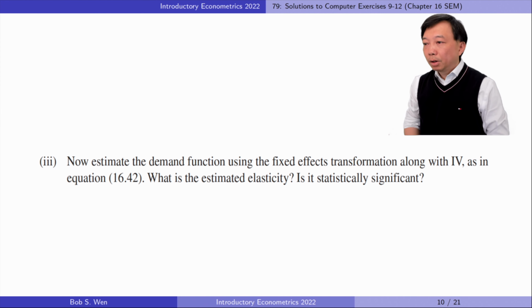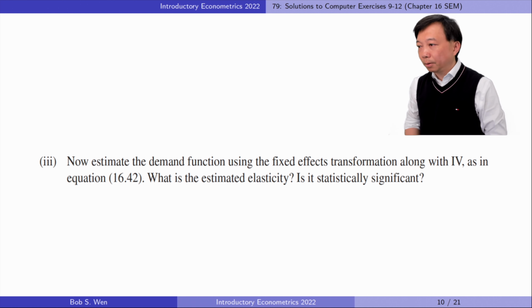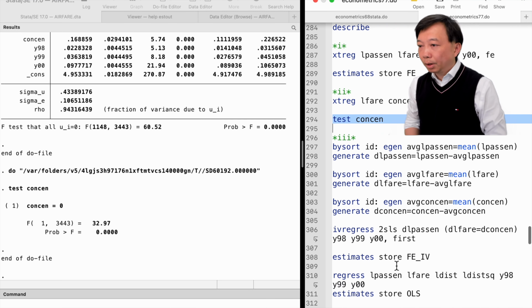In part 3, we estimate the demand function using the fixed effects transformation along with IV, as in equation 16.42. What is the estimated elasticity? Is it statistically significant? We can combine the two methods in 2 steps. In the first step, we do the fixed effects time demeaning transformation. That is, subtract the within individual sample mean from each observation.